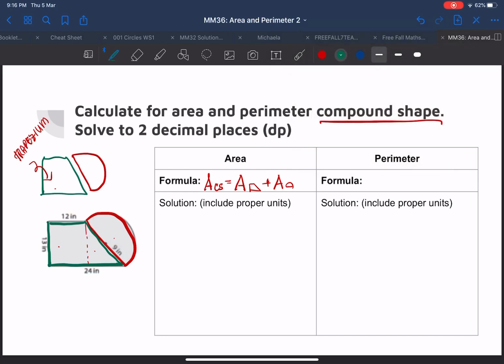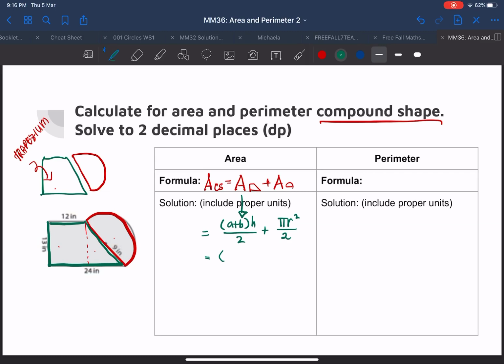All we need to do is substitute. The formula for a trapezium is bracket a plus b times height over 2, plus half a circle. Now we know a full circle is pi r squared, and we only need half of a full circle, so we divide it by 2. Then we solve by substitution.